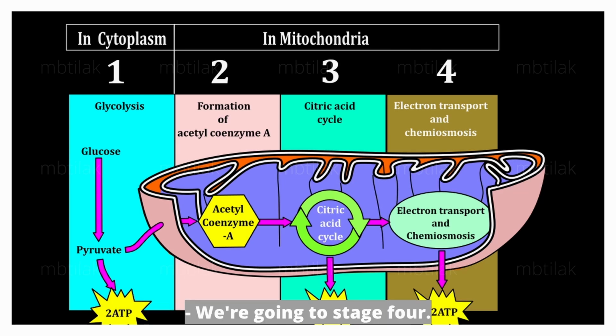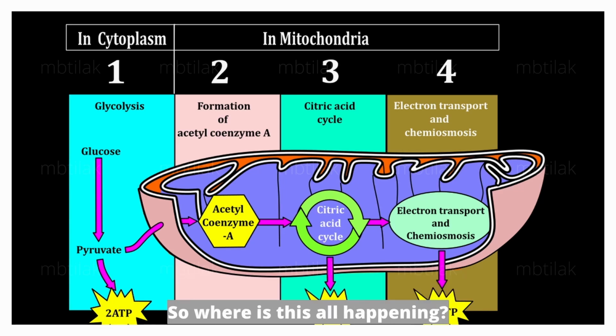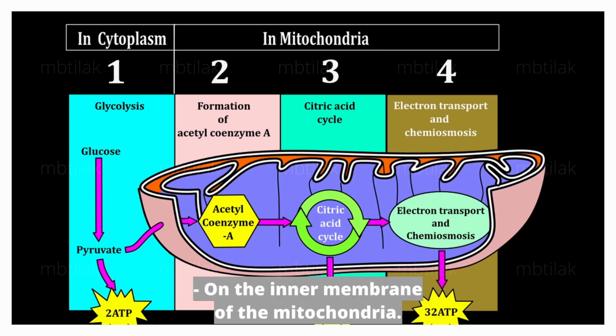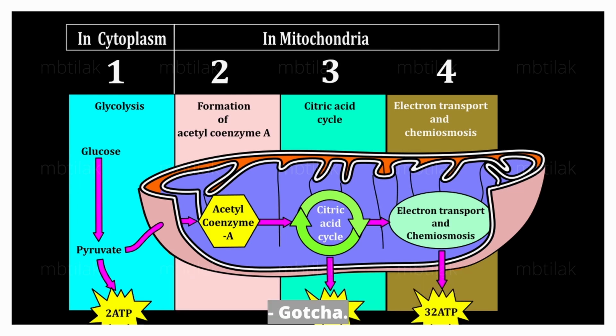We're moving on to stage 4, the electron transport chain and chemiosmosis. This is where we cash in all those vouchers for a big energy payoff. Okay, this is the big one. So where is this all happening? On the inner membrane of the mitochondria. Think of it like a highly efficient energy-generating factory floor. Gotcha. Lots of conveyor belts.